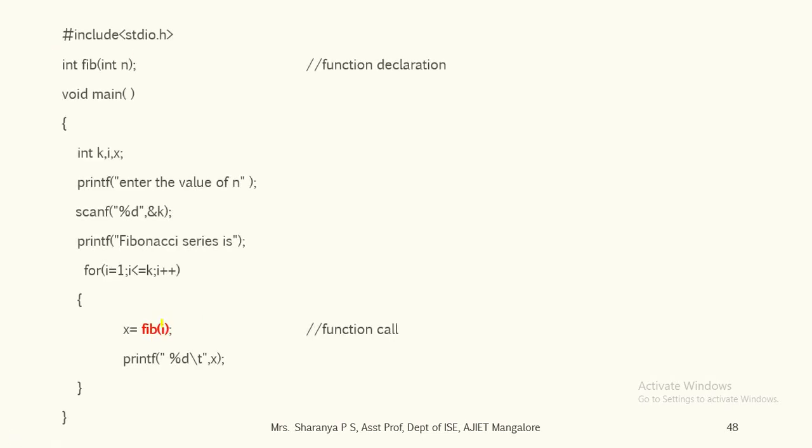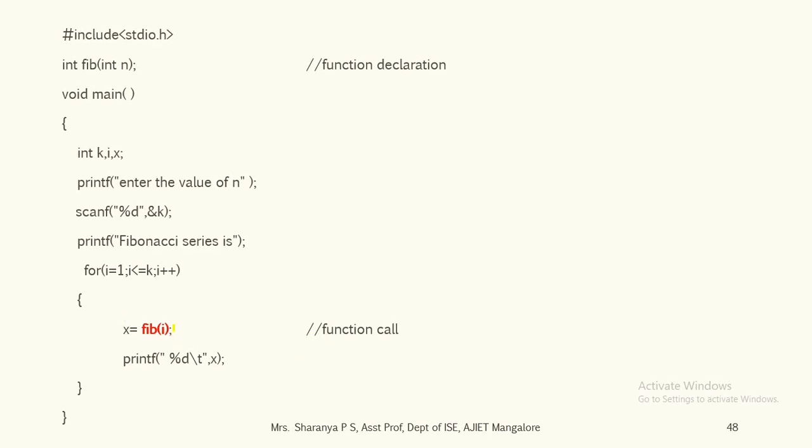We have seen the function call. Now coming to the function definition: the return type is integer, the function name is fib, and it takes the parameter n, the value entered by the user. Whichever i value is there will be stored in this n now. Here, what we referred to in the previous step as fib of i, the value i, whatever we are going through, will be copied into the variable n.